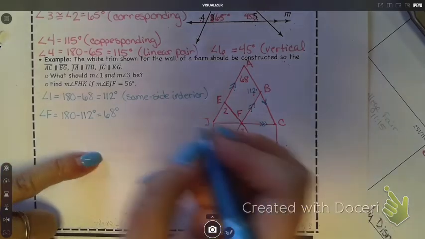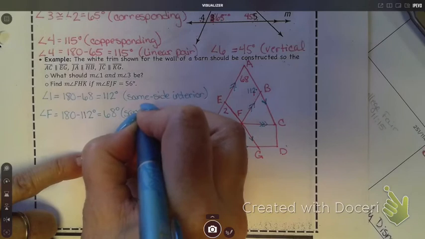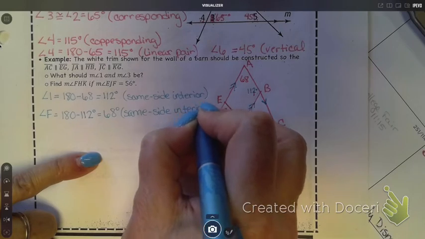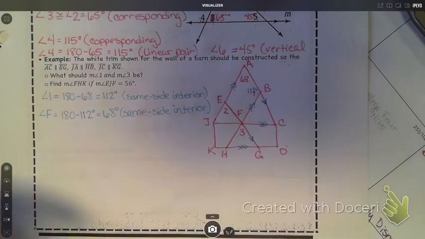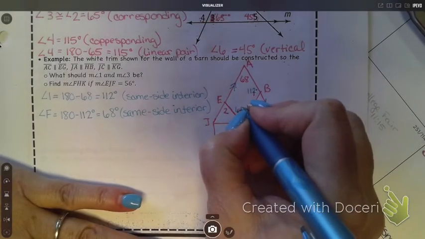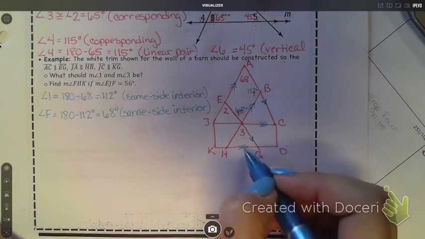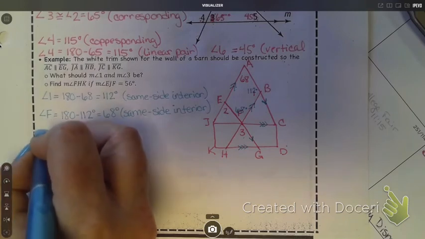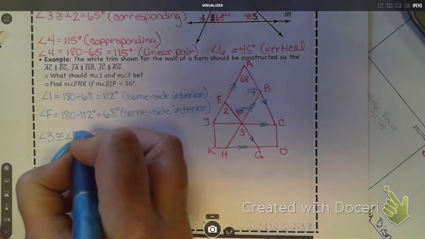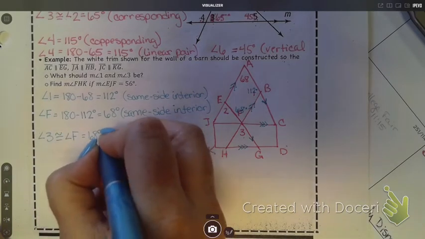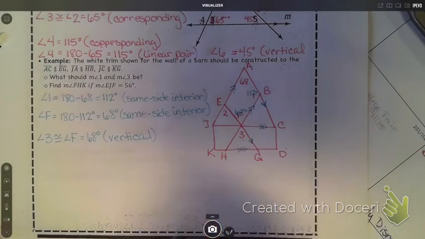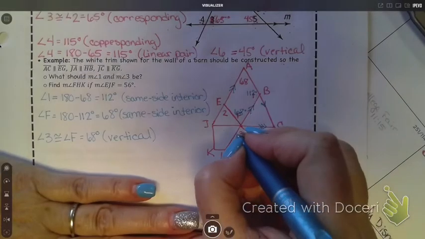Yes? Okay, so that's same side interior. So a lot of these questions, you're going to have to find other things before you find exactly what they're asking for. So now this is 68. And now it'd be a vertical. Now 3 and F are vertical, aren't they? Yeah. So angle 3 is congruent to angle F, so it is 68 degrees. And because why? Is that congruent? Yeah, they are congruent because they're vertical. So now this is 68.